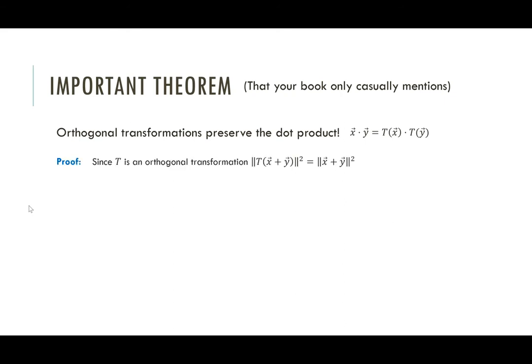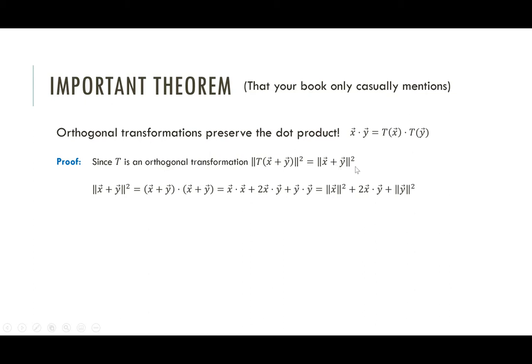The way we're going to do it is we're going to say, okay, well, look, since T is an orthogonal transformation, it's definitely true that the length of T of x plus y squared is equal to the length of x plus y squared, because T is orthogonal. It preserves the length. And now we're going to do some calculations with this length squared. We're going to set them equal to each other and see what we get.